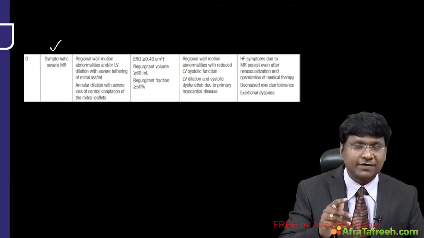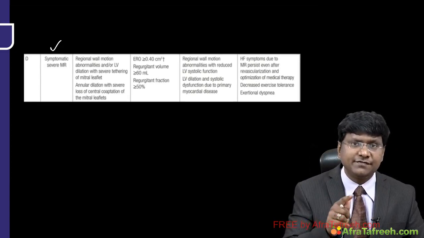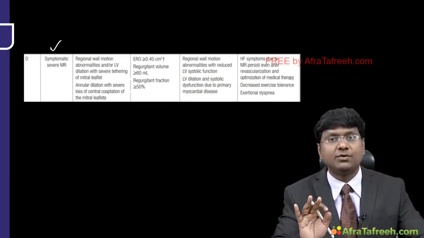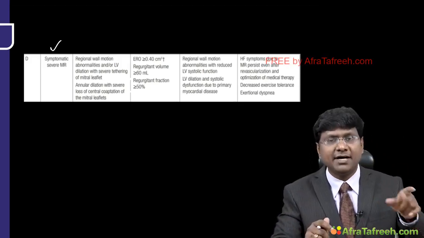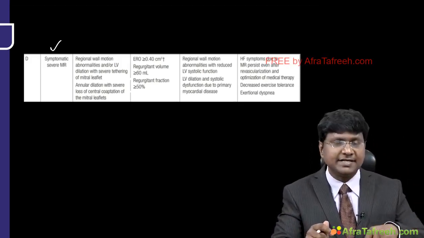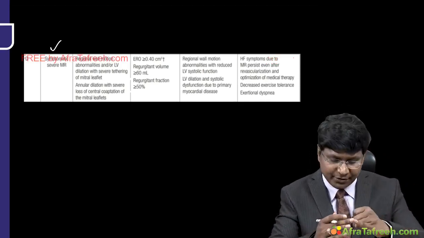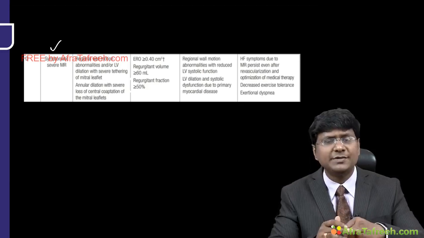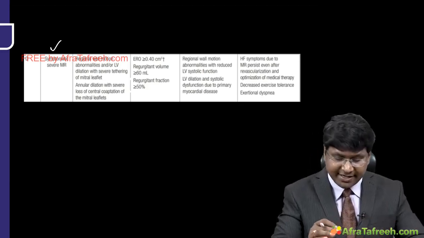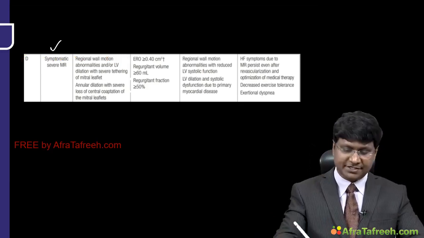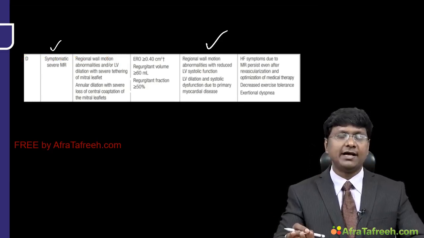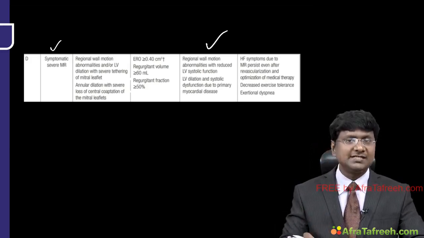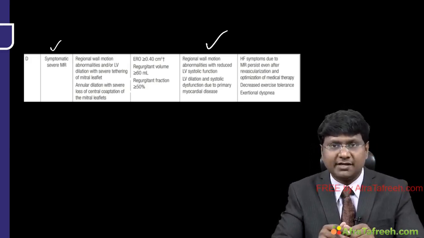So you take the case of symptomatic severe MR. In symptomatic severe MR, the regurgitant fraction is more than or equal to 50%. In asymptomatic severe MR, it is less than 50%. Whereas in symptomatic severe MR, everything else will be the same. The effective regurgitant orifice is more than 0.4 centimeter square, regurgitant volume is more than or equal to 60 ml, and regurgitant fraction is more than or equal to 50%. And these individuals will also have regional wall motion abnormality with left ventricular systolic dysfunction. So this is about the 2D echo in patients with mitral regurgitation.